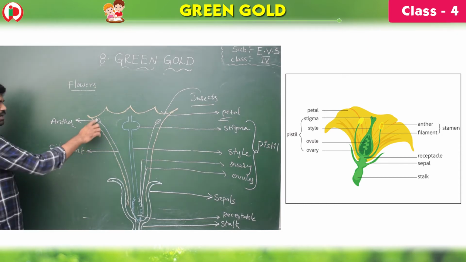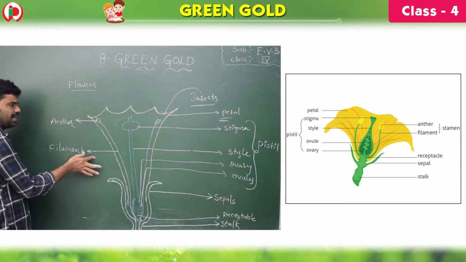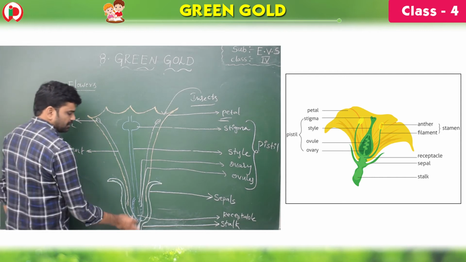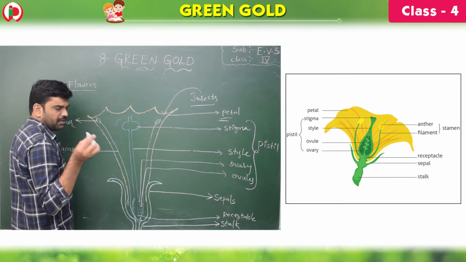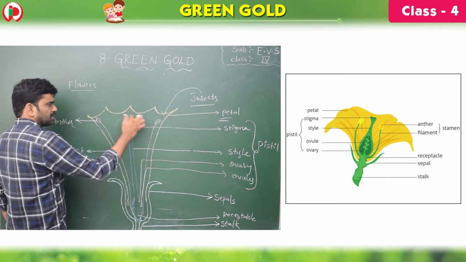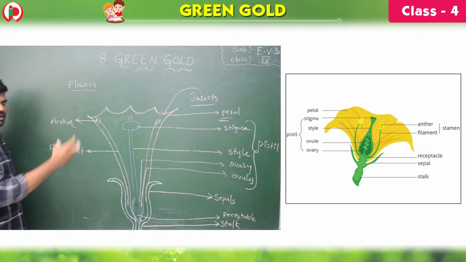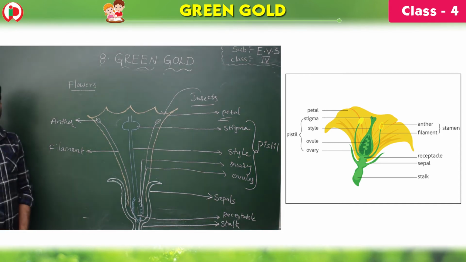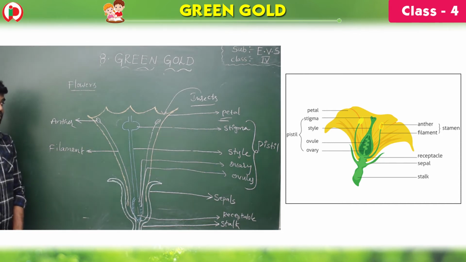This is the male one, which has 2 parts, anther and filament. And see, the flower is held by a stalk, and this is the receptacle, and these are sepals, and this is called petal, which attracts the insects for pollination. Bees and butterflies are attracted because of these petals only.